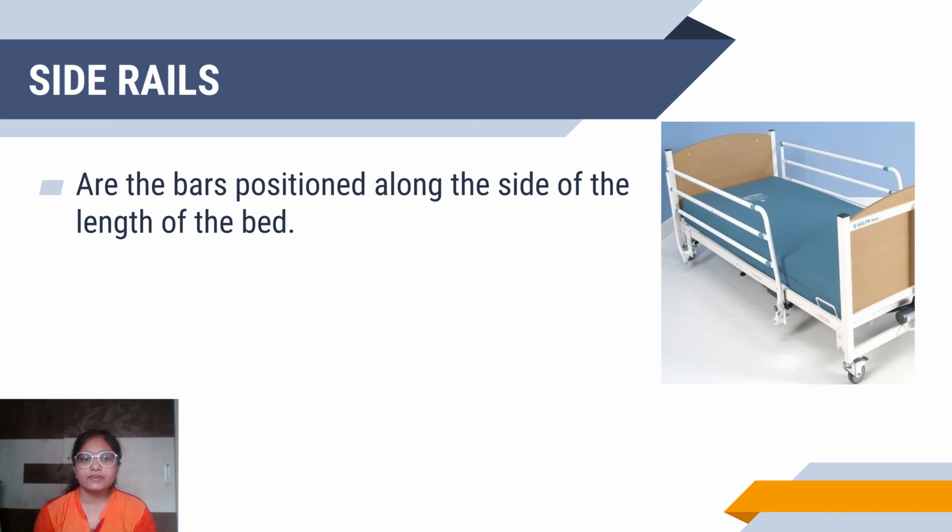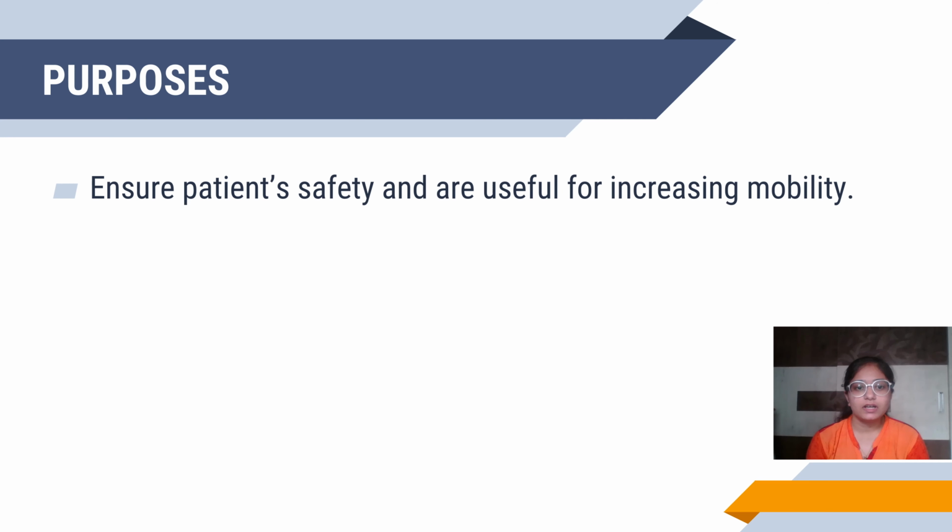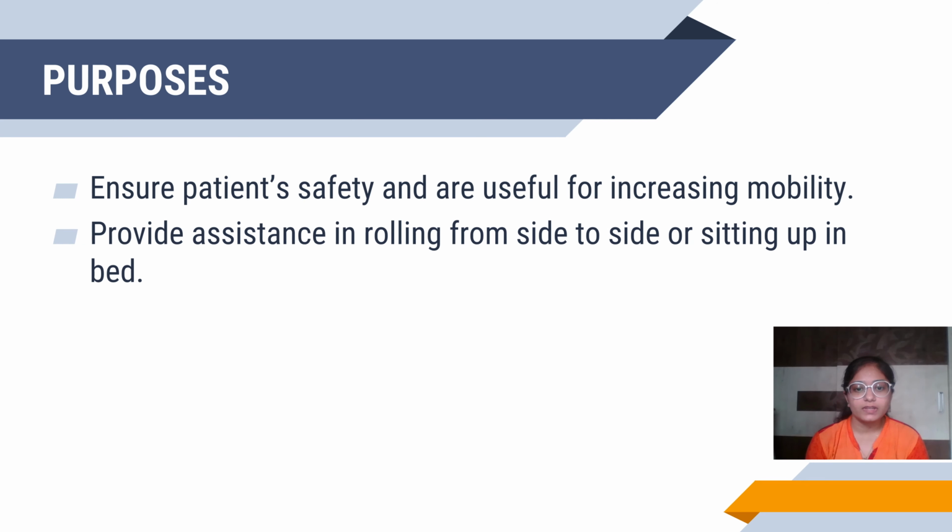Side rails. Side rails are the bars positioned along the side of the length of the bed. It is seen in the picture that side rails are along the side of the length of the bed. Now the purposes of side rails. Side rails are useful for maintenance of patient safety, and with the side rails the patient can easily move in the bed. The chances of falling are decreased, the patient can roll from side to side, and also in sitting position the patient can sit freely.